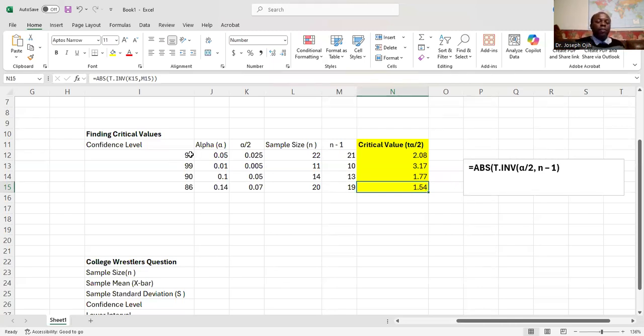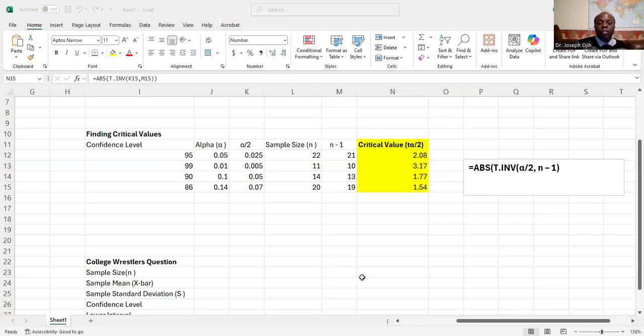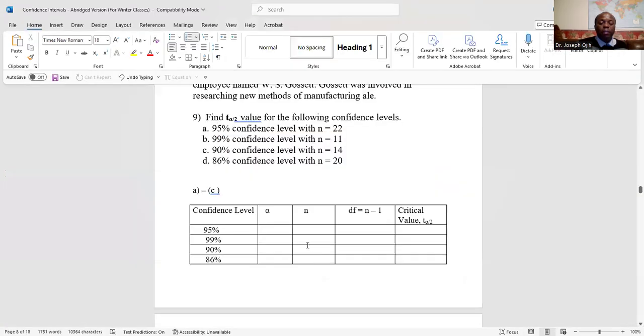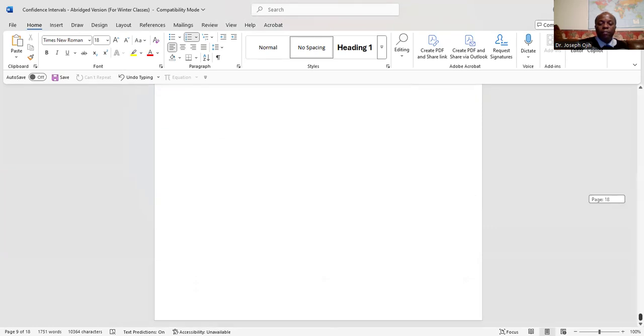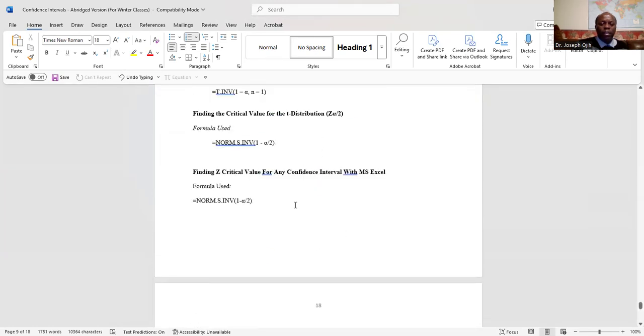Now, this will refresh your mind. If you have a situation where we know the value of the population standard deviation, and we know that the sample size is large enough, or even if the sample size is not large but we know the value of the population standard deviation, we can still use the Z value. And in that case, you can use this formula here for finding the critical value for the confidence interval.